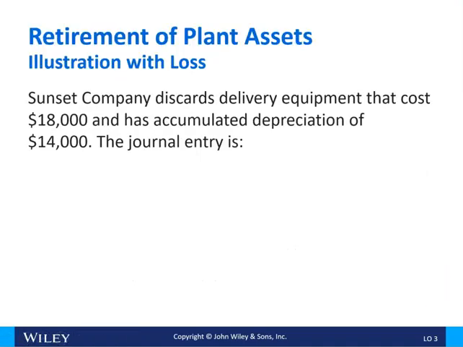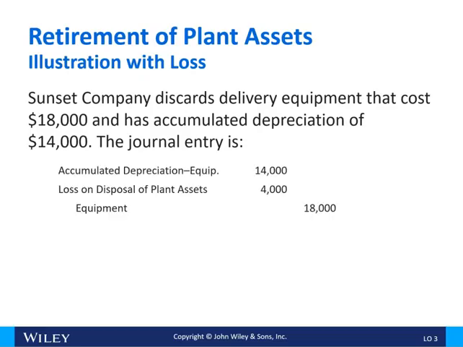Now we'll look at a retirement with a loss. Sunset Company discards delivery equipment that cost $18,000 and has accumulated depreciation of $14,000. What does that entry look like? We're going to debit accumulated depreciation for the $14,000, credit equipment $18,000, and debit the loss on disposal of plant assets for $4,000.